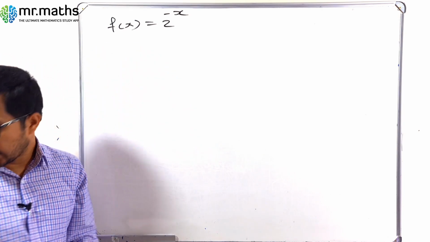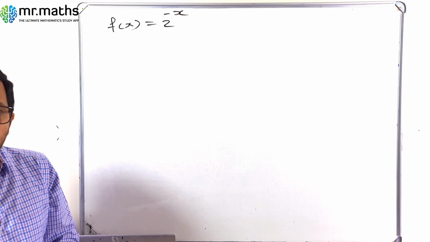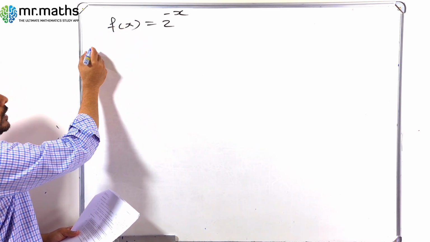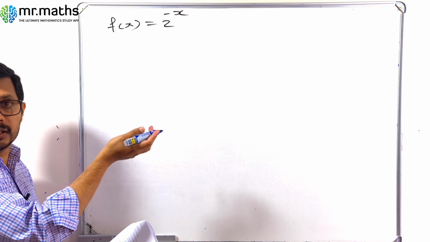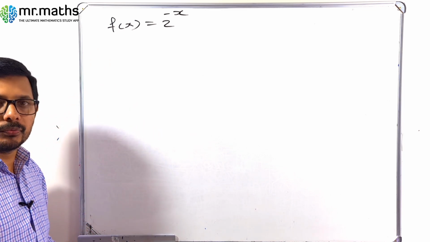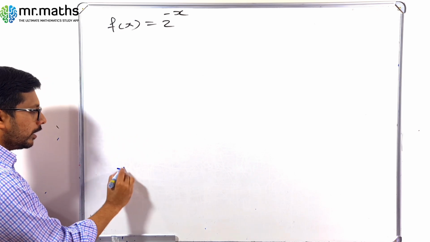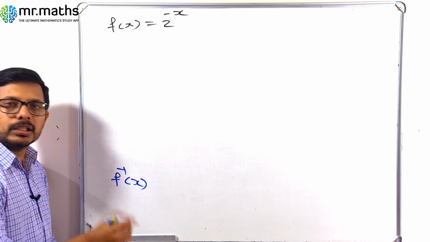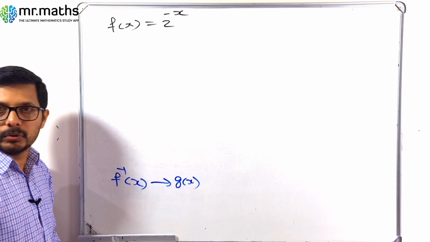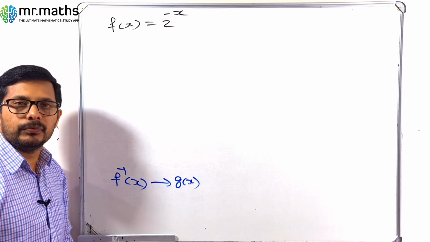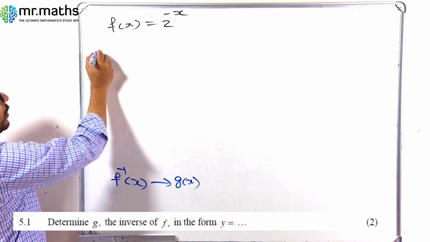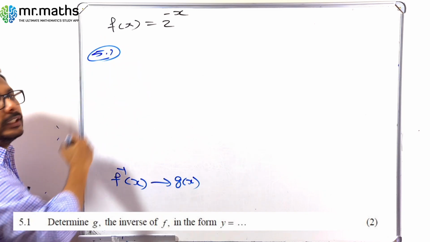So you have to find the equation of g of x. G of x means the inverse of this. Normally we write f inverse of x, but in this question they give another name, g of x, instead of f inverse of x. That's the only difference. Otherwise it's the same thing. So for question 5.1, you have to write the inverse.